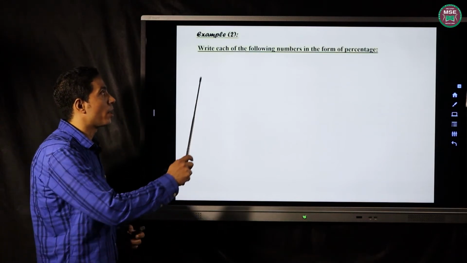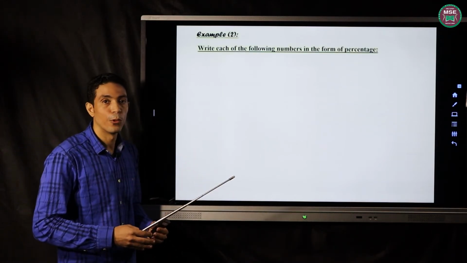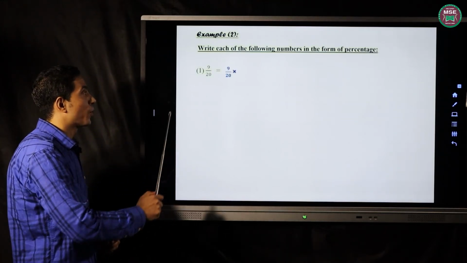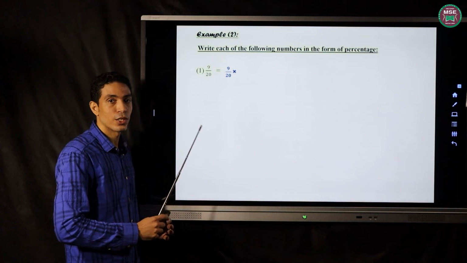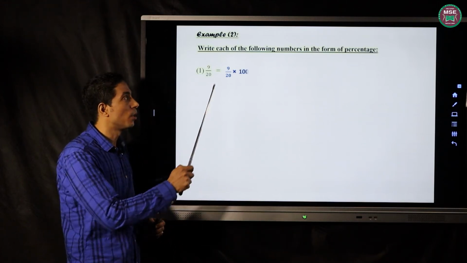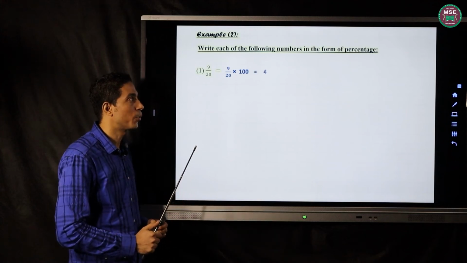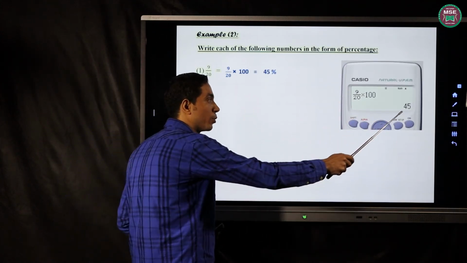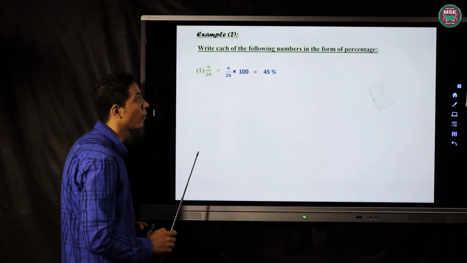Example number 2, write each of the following numbers in the form of a percentage. 9 over 20. To convert this fraction to a percentage, we multiply this fraction by 100. 9 over 20 multiplied by 100 will equal 45%.